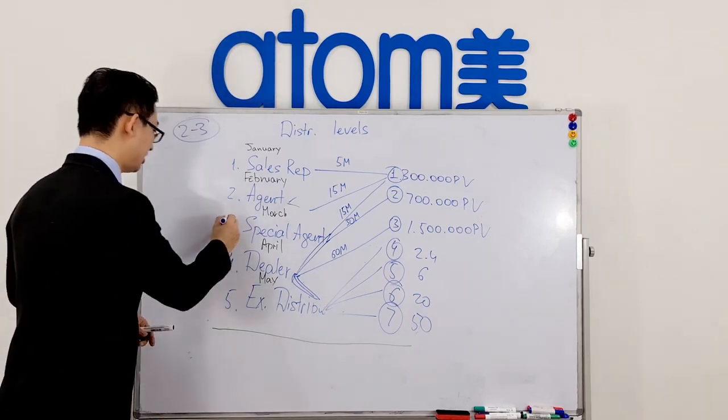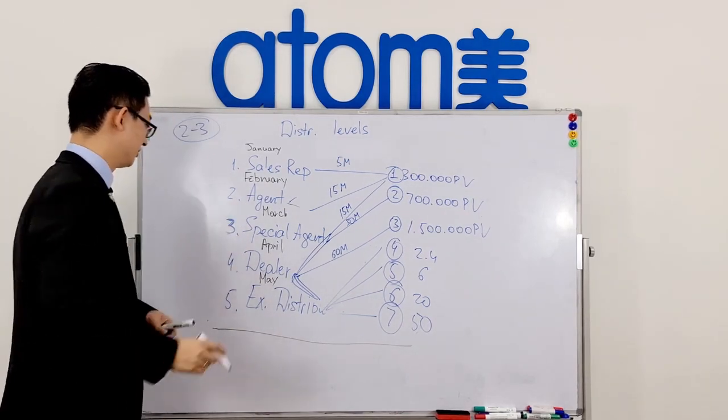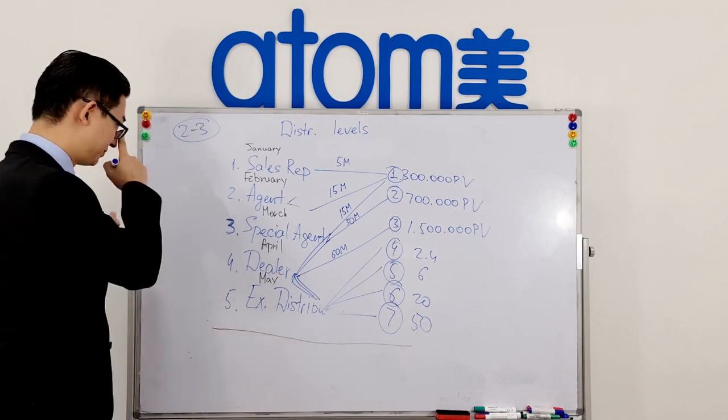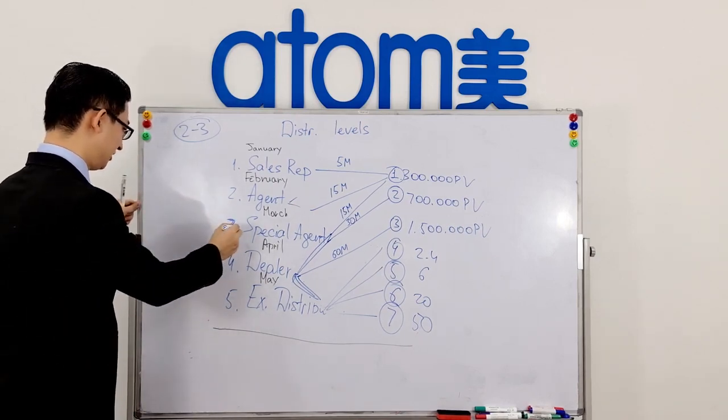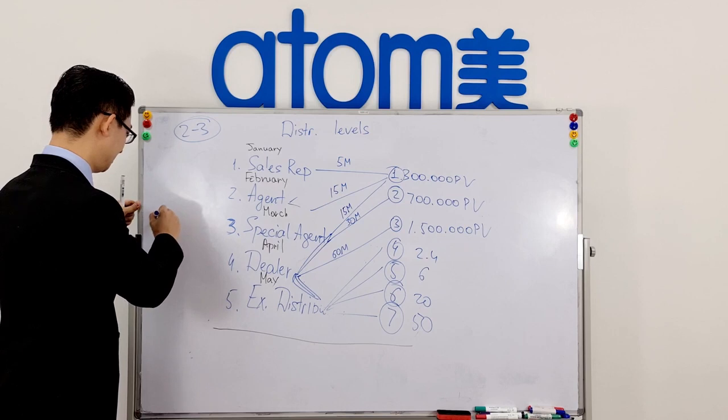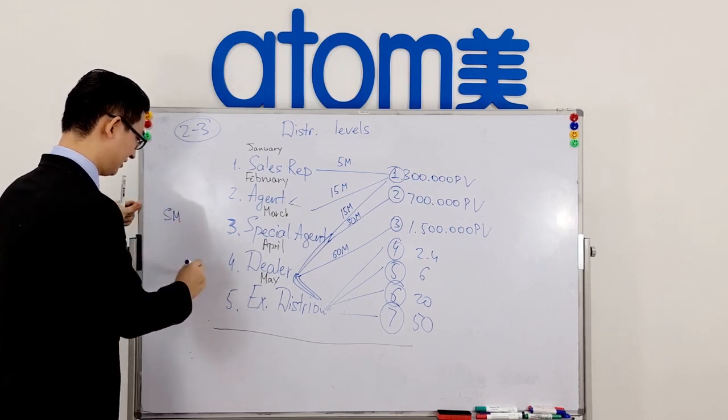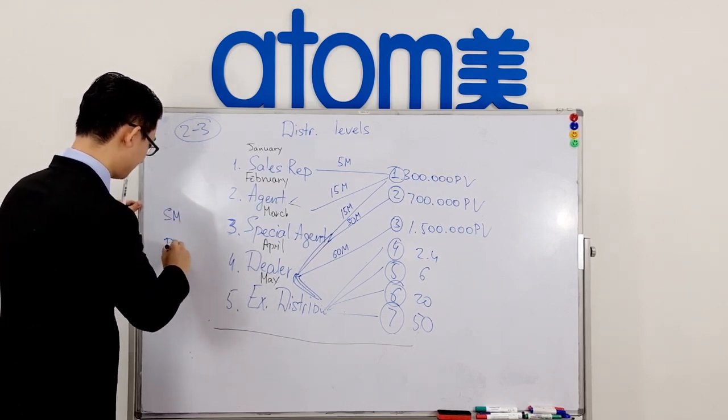From special agent and up, you receive access to mastership bonus, to mastership. So the first master rank is sales master. The second one is diamond master.